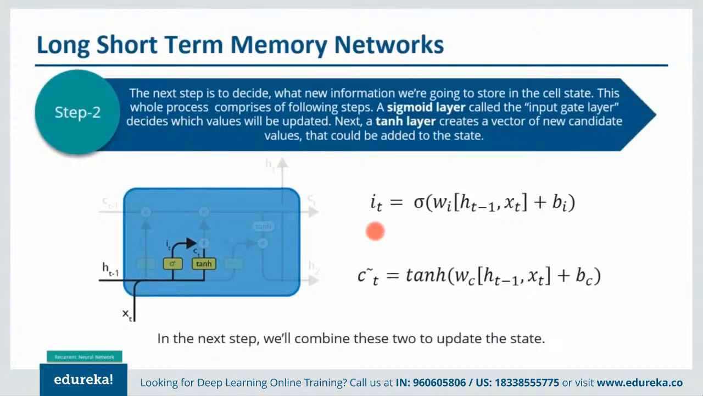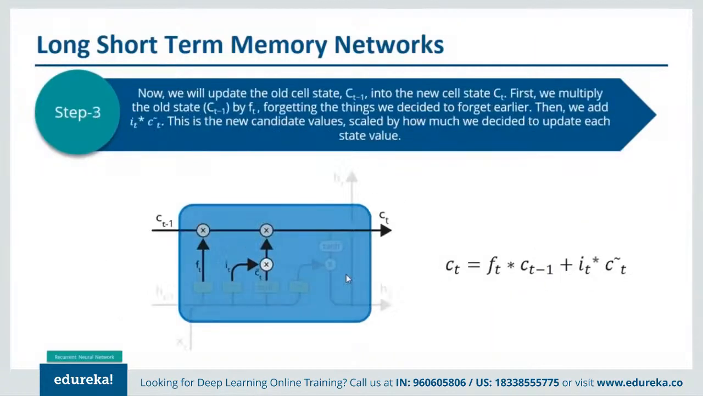Now let me explain the equations. So it will be what? The weight matrix multiplied by ht-1 comma xt, plus the bias, passed through a sigmoid function, and we get it. C bar t we get by passing a weight matrix times ht-1, xt plus bias through a tanh squashing function, and we get C bar t. As I've told you earlier, in the next step we'll combine these two to update the state. Let us see how we do that.